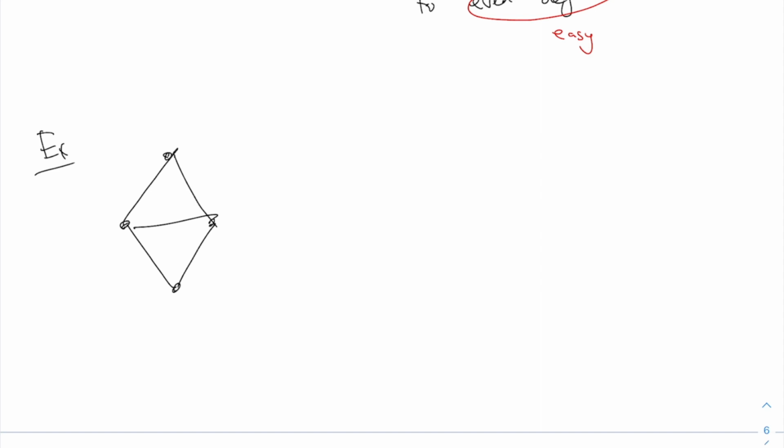Is there an Euler circuit or not? The only thing that matters is if all the degrees are even. So I'm going to look at all the degrees of these vertices. I hope you remember how to decide what the degree is. The degree of each vertex is just how many edges are touching that vertex. So this one up top has degree 2 because it has 2 edges that are touching it.